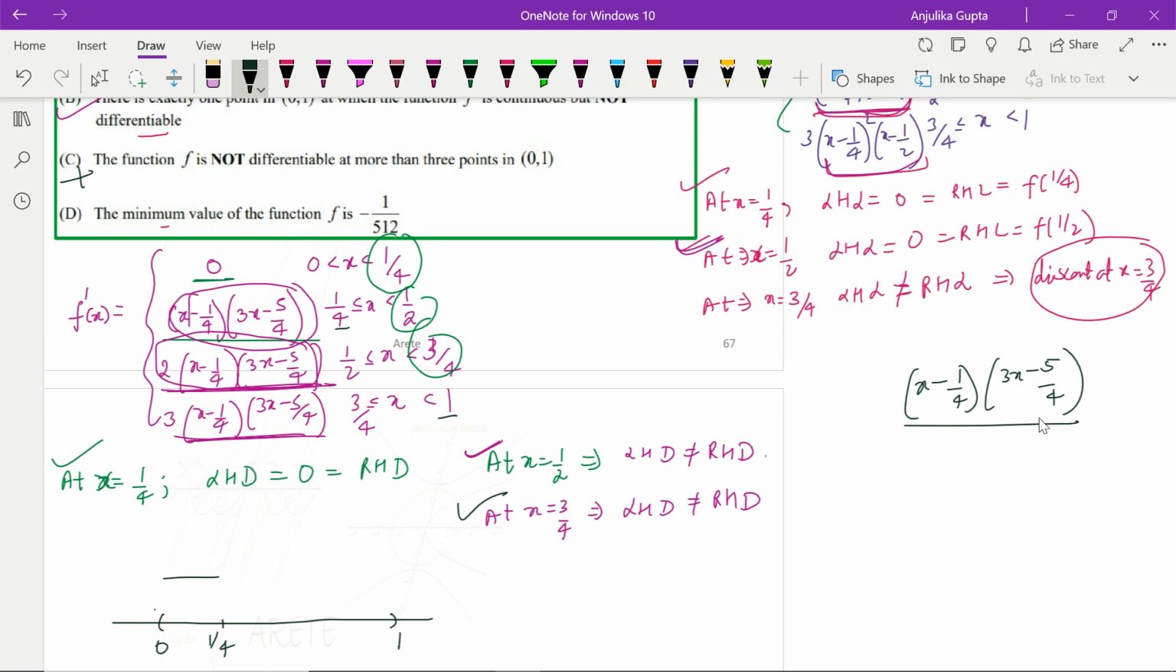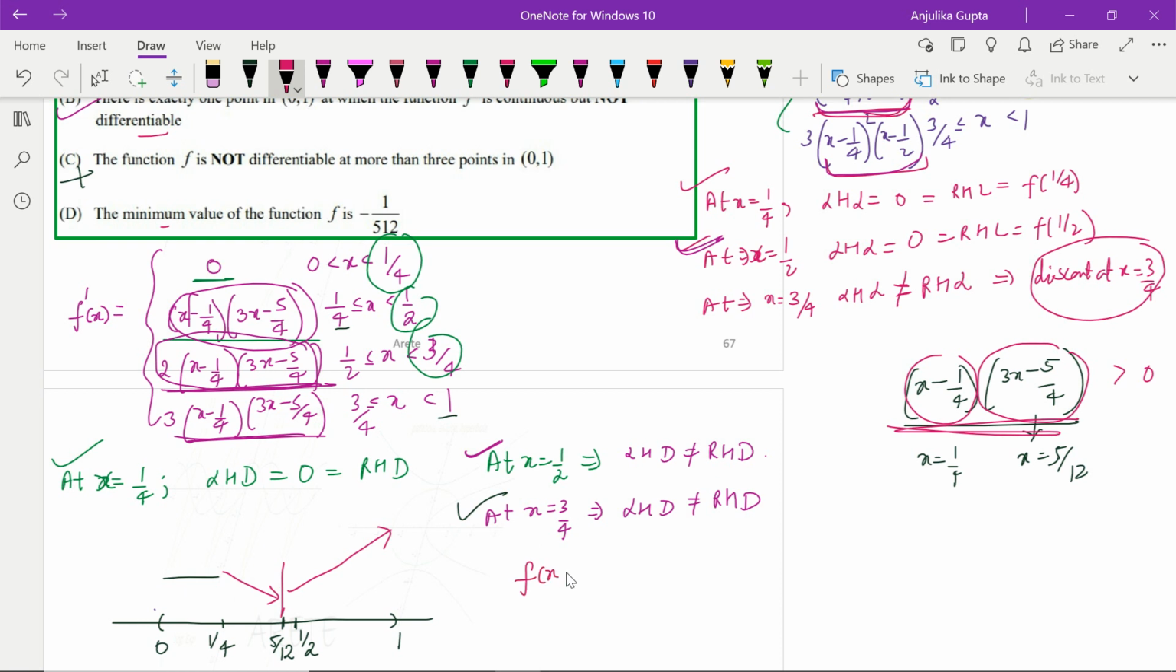This is 0 at 1/4 and at 5/12. That means at x = 1/4 and 5/12 they are going to change signs. 5/12 is where? 0.4 something. So 5/12 is somewhere here. Now look at the sign of this function. If you are more than 1/4 and 5/12, that means this whole thing is positive. That means the derivative is positive, your function is increasing. Before that this is negative and this is positive, that means you are decreasing here. And before 1/4 anyway you are constant. That means at 5/12 your function is attaining the minimum value.